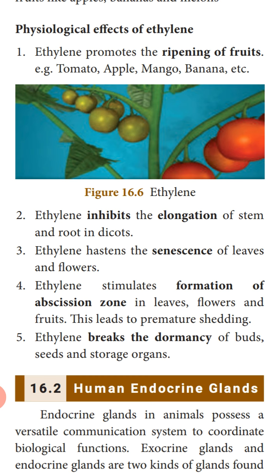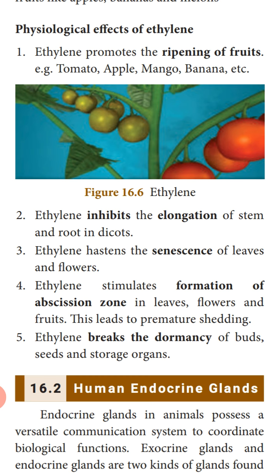Next, it breaks the dormancy of buds, seeds and storage organs. As we have studied, dormancy means a condition where the plant part is alive but in an inactive condition. So here the ethylene can be used to break the dormancy in the buds, seeds and storage organs. The dormant condition can be stopped by using this ethylene.